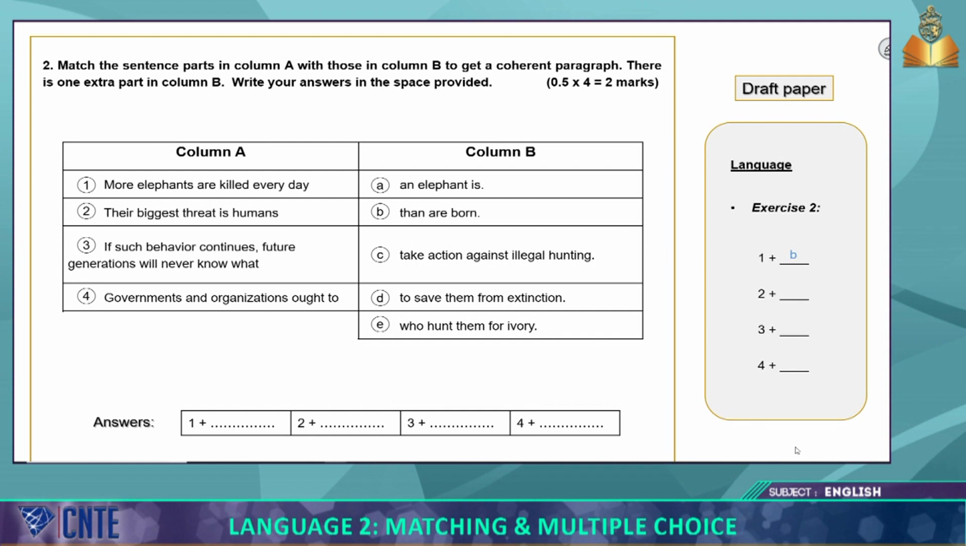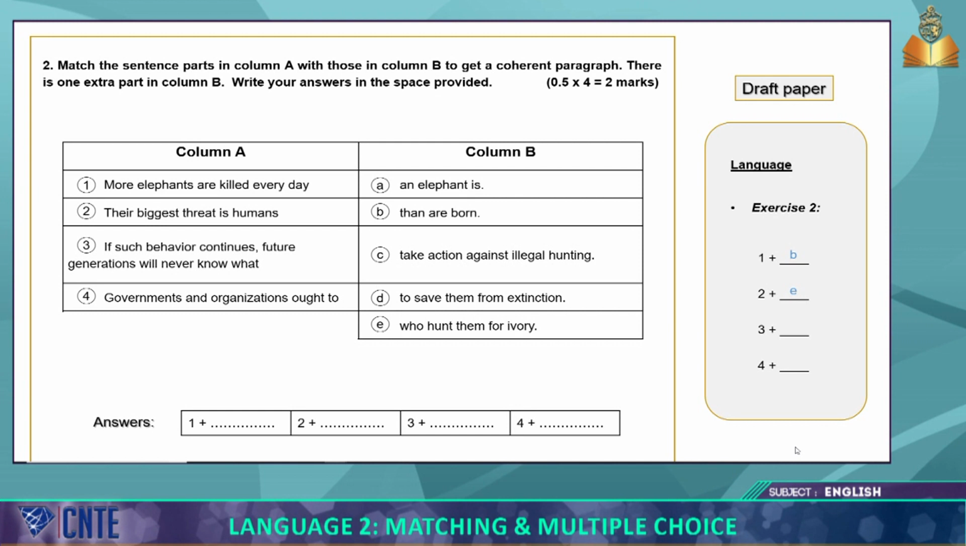Their biggest threat is humans. Look, A, C, and D are not the right answers because neither the meaning nor the sentence structure are correct. It's rather E which is the suitable answer. It begins with the relative pronoun who. And as you know, who refers to a person. Actually, who hunts them for ivory is a relative clause that gives us information about humans. Great! Let's now proceed to the next sentence part.